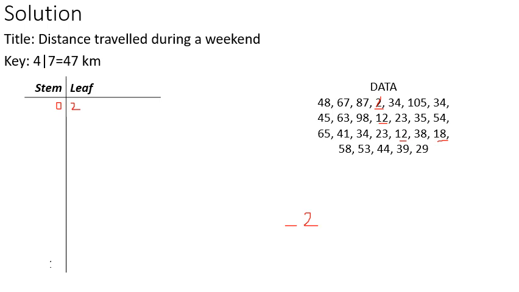So 12, 12, and 18 all have in common the fact that they begin with 1. And when you write your answers in the leaf, you need to make sure you go from smallest to largest. So we're going to go 2, followed by 2, followed by an 8, and so on and so forth.